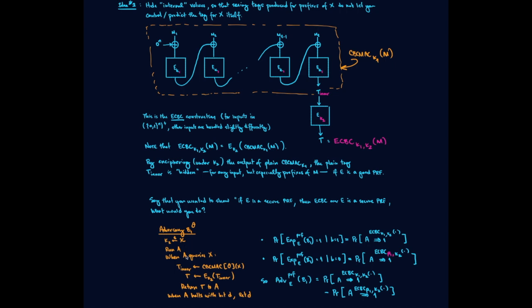Then we run A. When A queries some input X, then we simply first run CBCMAC using our oracle on the input X to produce T inner. Whatever this T inner value is, we're then going to locally run the block cipher, the function family. We're going to run E with the key K2 that we picked on T inner to produce T and return that back to A. And we finish by saying when A halts with some bit D, we're just going to return whatever A returns. Why does that work?